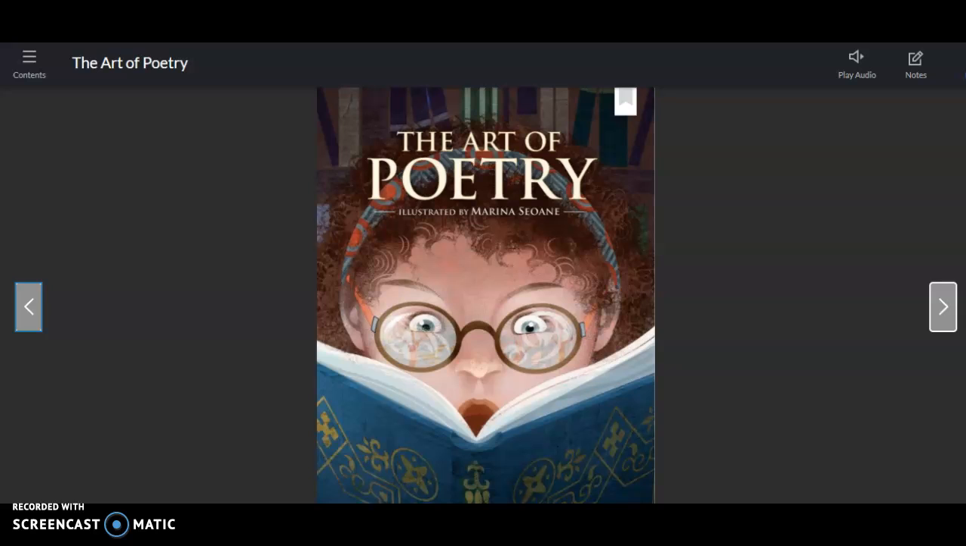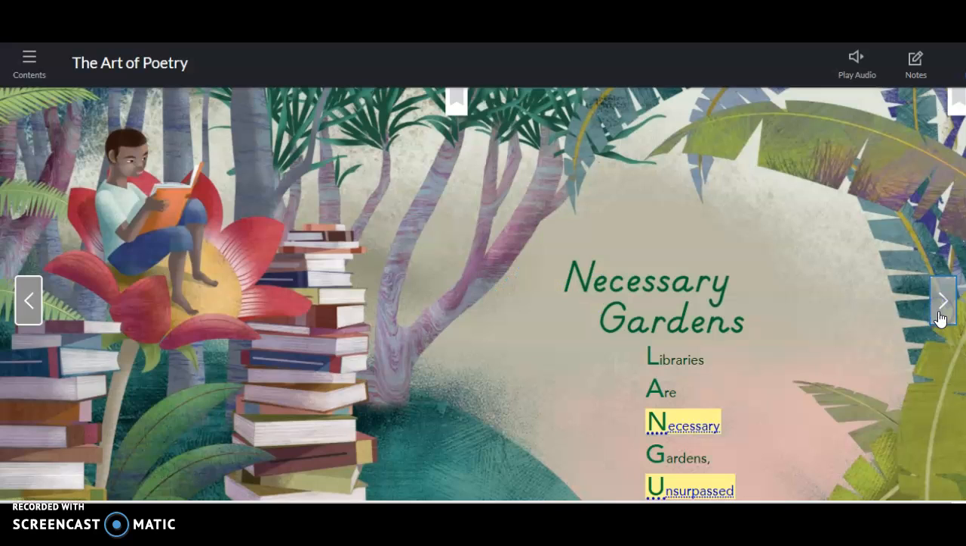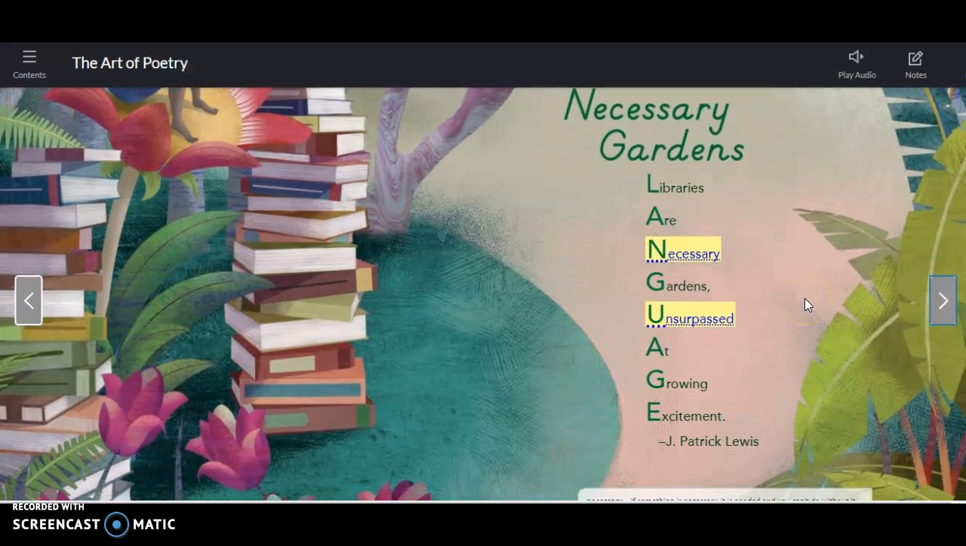For today's Read Aloud, we are going to go over the same poems that we read yesterday, but we are going to look at and try and identify some of the elements and figurative language that we talked about in yesterday's comprehension lesson. So the first poem that we have is titled Necessary Gardens.